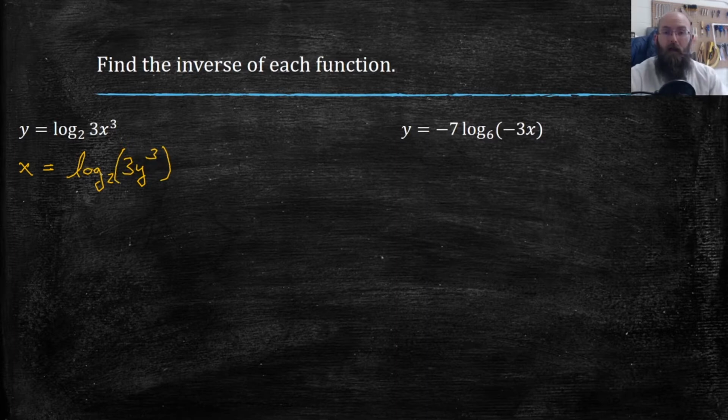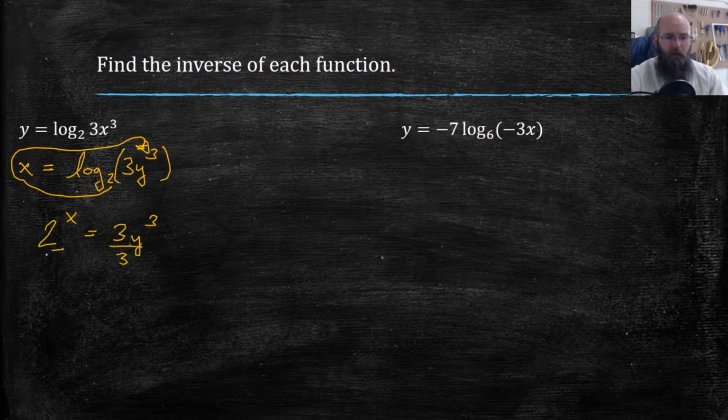To do that, I'm going to go into exponential form. So 2 to the x power equals the stuff in this parenthesis. So 2 to the x equals 3y cubed. That's going from log to exponential form. If you have issues with that, go back and check out that video. Next thing I need to do is keep trimming everything off of my y and get it by itself. So I need to divide by 3. So now I have 2 to the x over 3 equals y cubed.